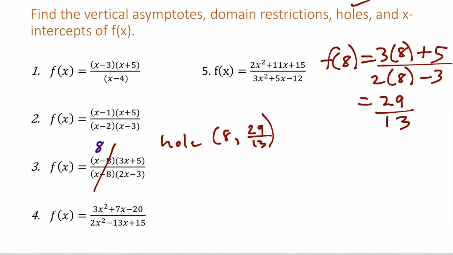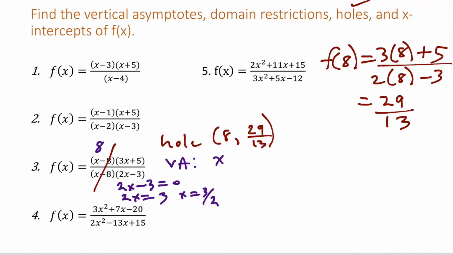All right, so we did the hole already. Now let's do the vertical asymptote. Since x is equal to 8 is a hole, it cannot be a vertical asymptote. So let's look at this factor here in the denominator. What value causes this factor to go to 0? So 2x minus 3, I'm going to solve that for x. So that means 2x is equal to 3. So that means x is equal to 3 halves is going to be a vertical asymptote, because when x is equal to 3 halves, the factor 2x minus 3 goes to 0.